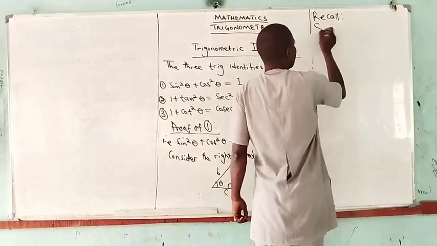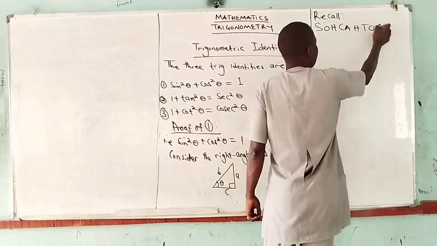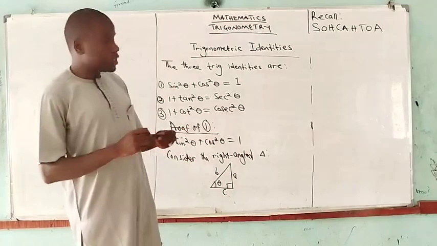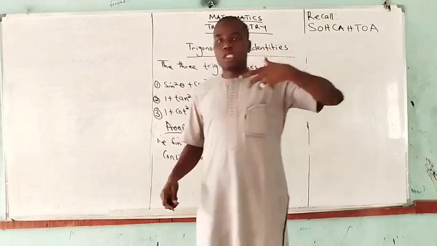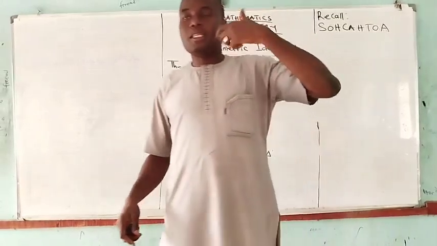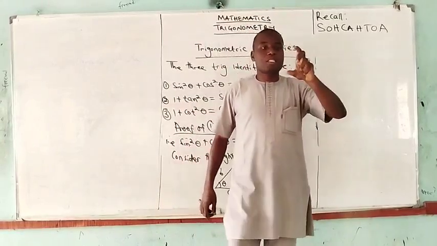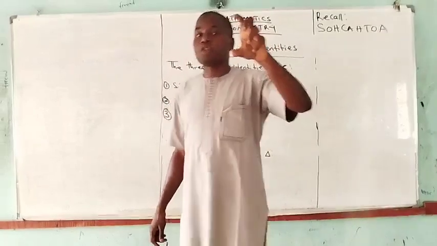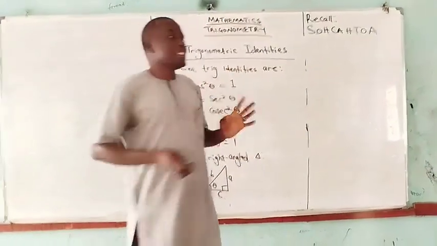So recall. We have SOH CAH TOA. This is a short formula that can assist someone to recall the meaning or relation of these three basic trigonometric functions as related to right angle triangles. That is sine, cos, and tangent.